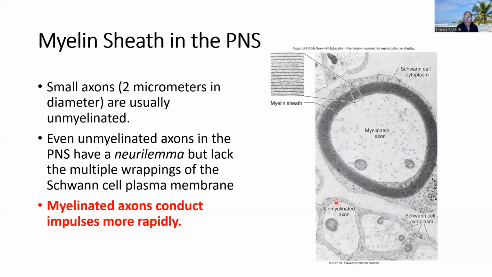So neurolemma is not synonymous with myelin. I want to make that clear, right? So it's the Schwann cell, the neurolemma being the projection of the Schwann cell, and the myelin being the fat that's being laid down around the axon itself.